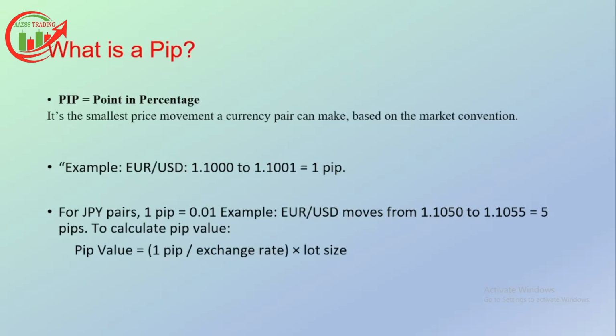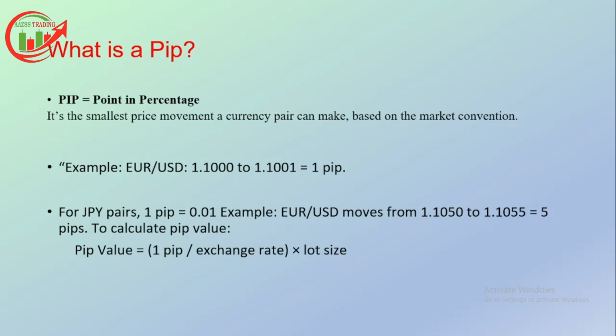Next slide. So a pip is a price point, right? I've mentioned that in the previous videos. Please go back and watch again. A pip is the smallest price movement a currency pair can make based on market convention. Now let's look at an example. We have EUR/USD 1.1000 to 1.1001. That is one pip movement for EUR/USD. For JPY pairs, one pip movement is 0.01.